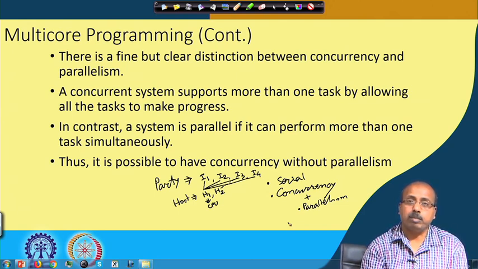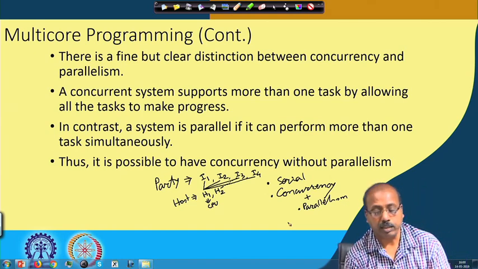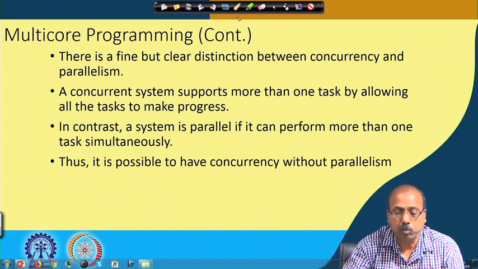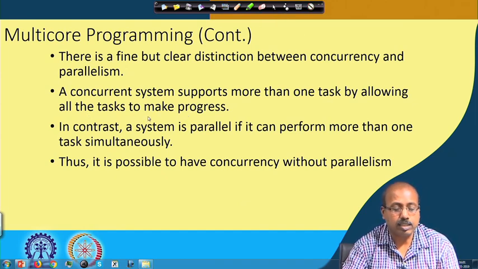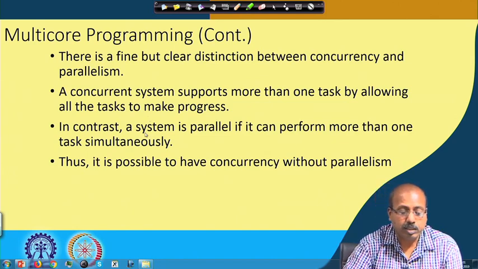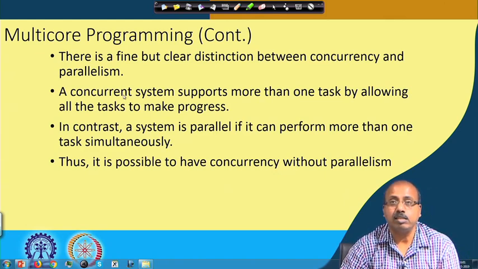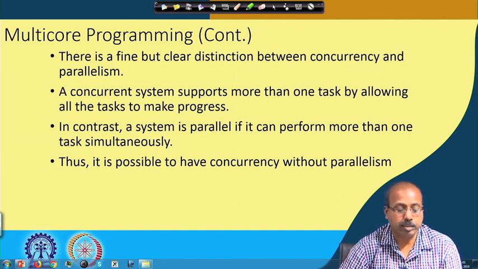But if I have multiple cores or multiple CPUs, then I can do parallel processing also. So, we have concurrency plus parallelism. A concurrent system supports more than one task by allowing all the tasks to make progress. That is, all the tasks are progressing. That is a concurrent system. In contrast, a system is parallel if it can perform more than one task simultaneously. So, concurrent means all the tasks are progressing, parallel means all of them are taking place simultaneously.